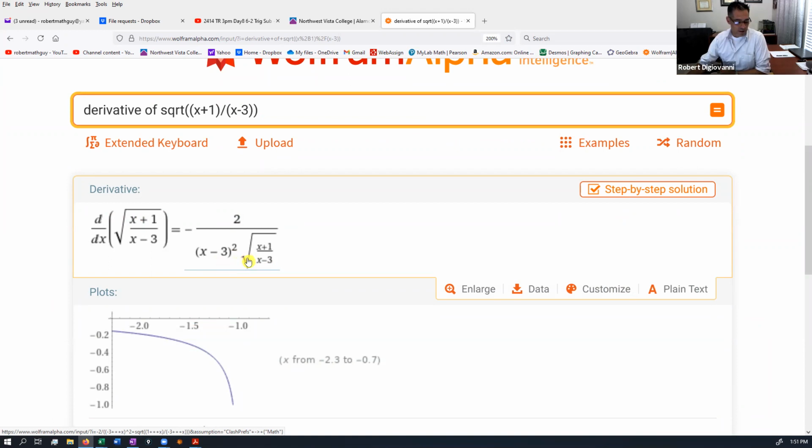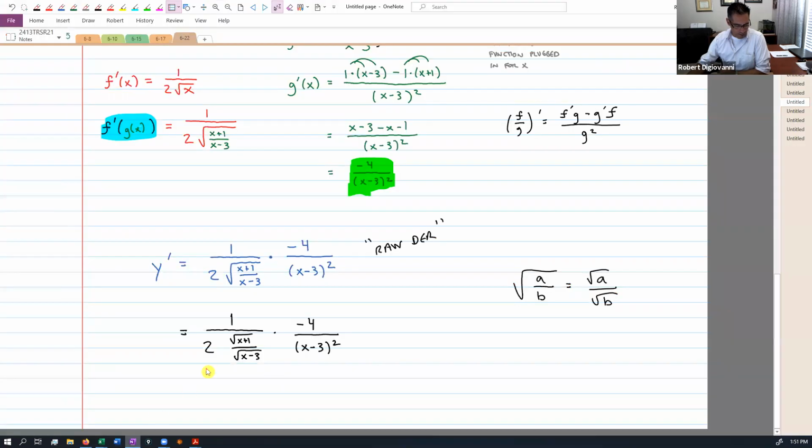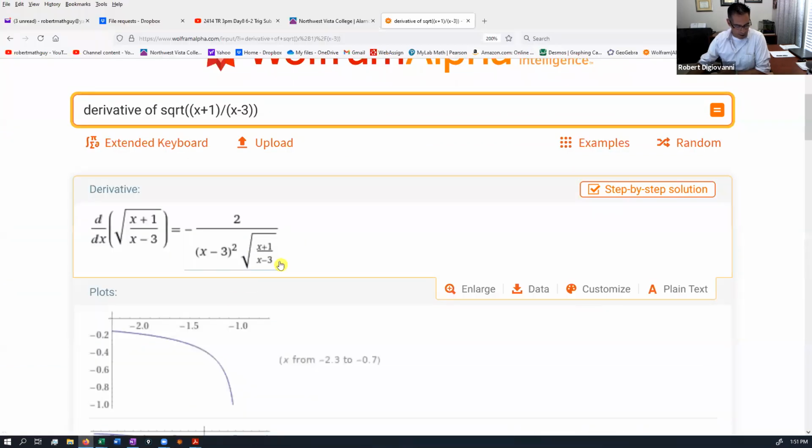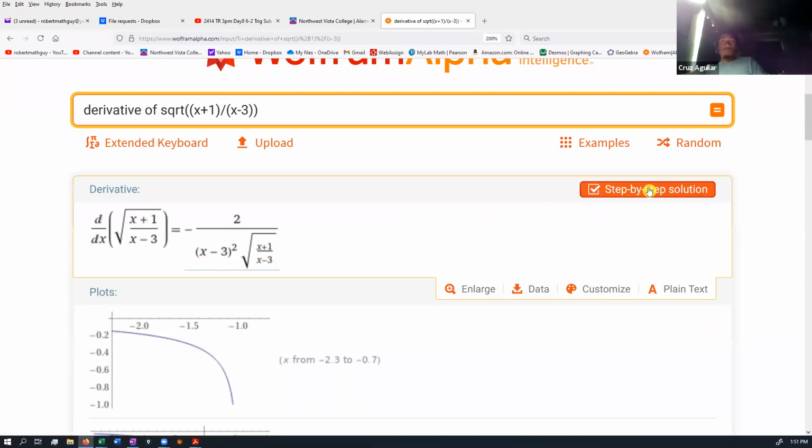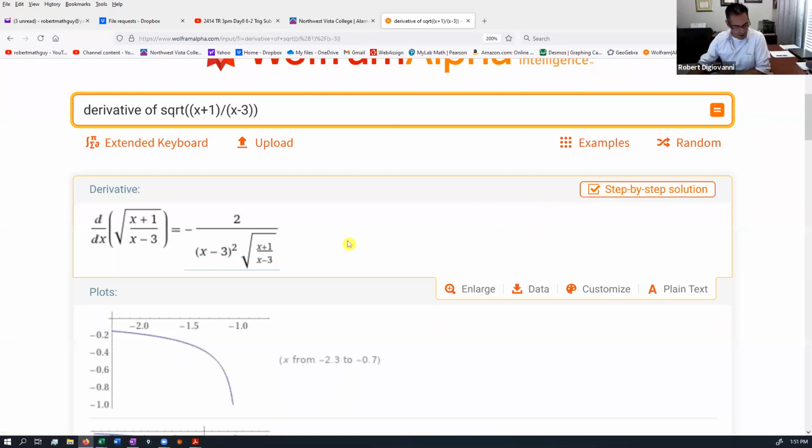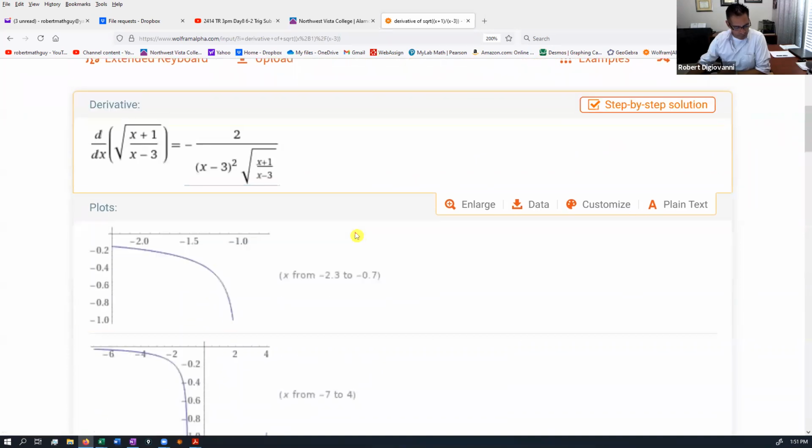Do y'all see what they did here? That's our raw derivative, pretty much. That's our raw derivative. All they did was reduce the 2 and the -4. That's all they did. Maybe there's a more simplified form. Let me go back here. I can do step-by-step solution if I'm willing to pay, right? I think you have to pay for that, don't you?